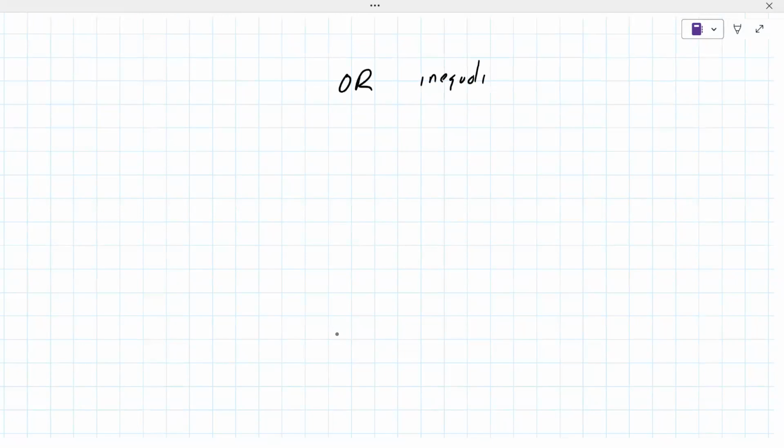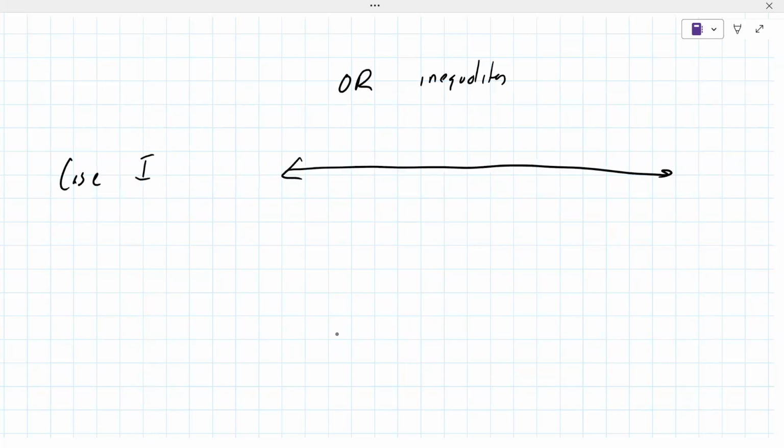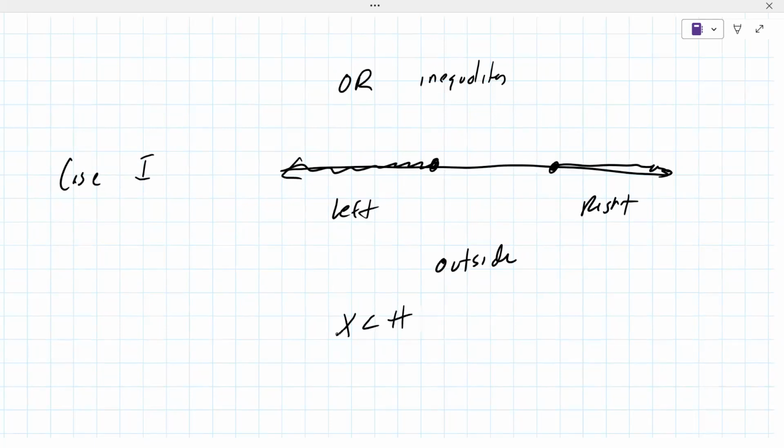So now we can talk about compound inequalities. And there's actually a couple of cases. So case one, the one that you see most often, is what I call the outside case. You go to the left, you go to the right, you go outside. Is that okay? Yeah. All right. And then it's typically x less than a number or less than or equal to a number, or x greater than or greater than or equal to a number like that.